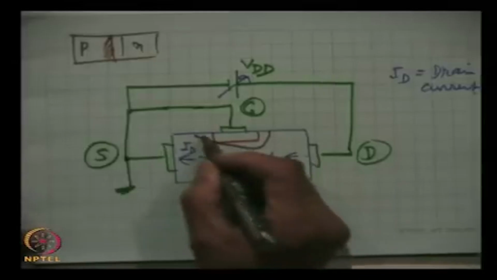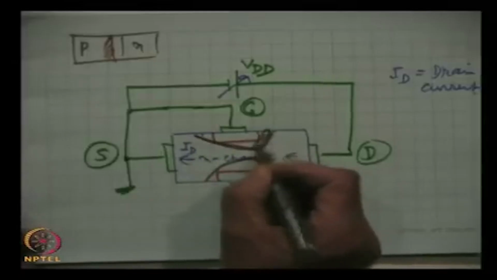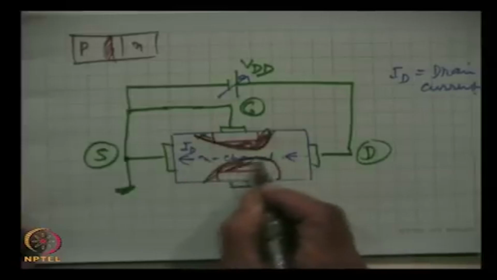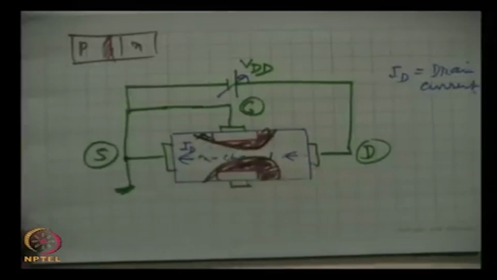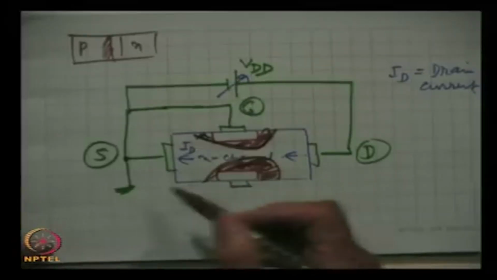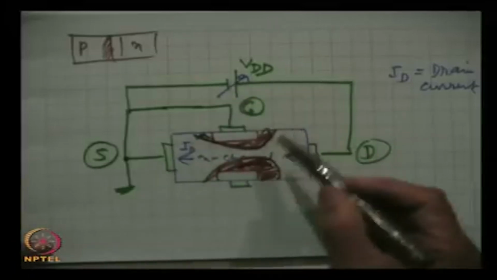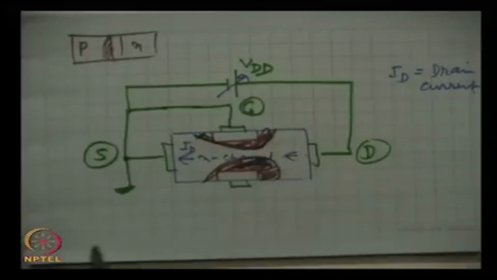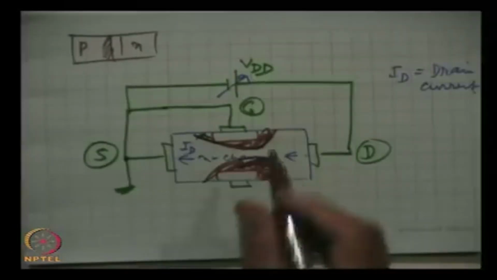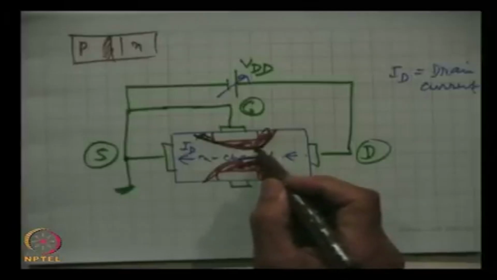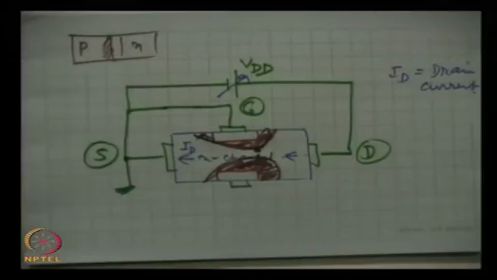This is the shape of the depletion region. This is the depletion region. Now, when we keep on increasing this voltage, the two depletion regions will come closer and closer, and the shape will be maintained, and obviously a situation will come where at one point the two will meet.